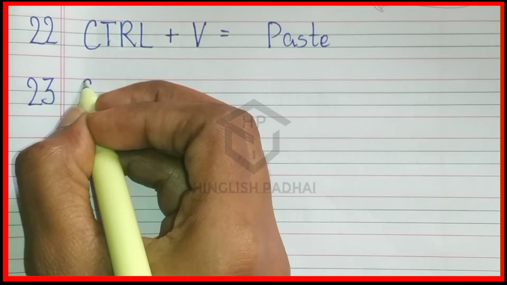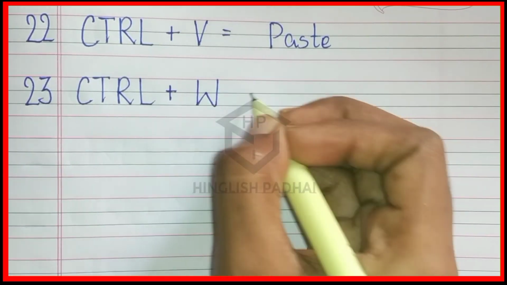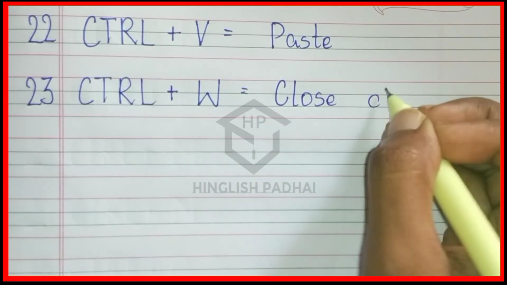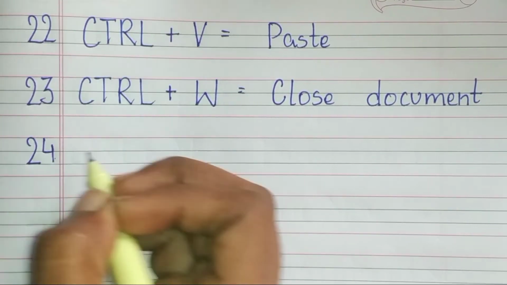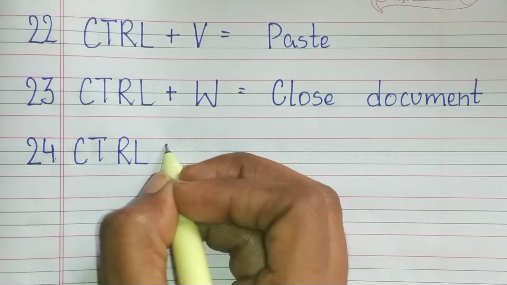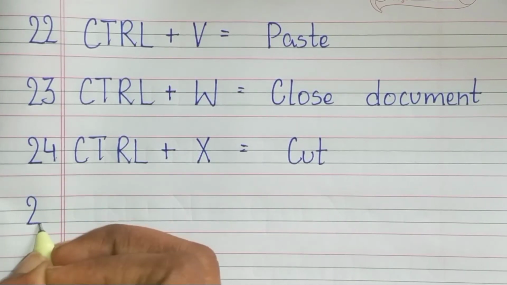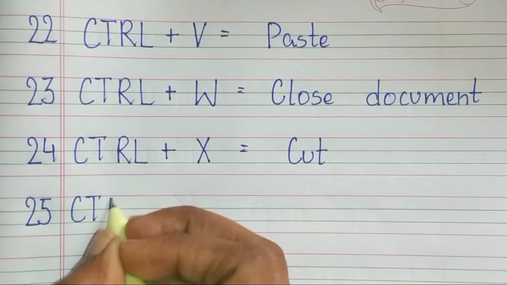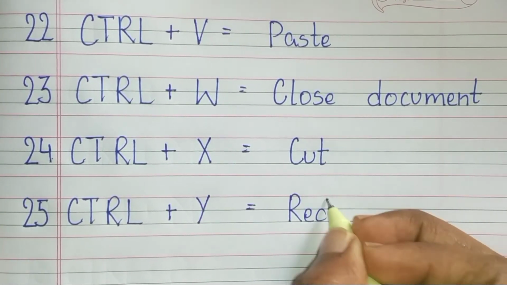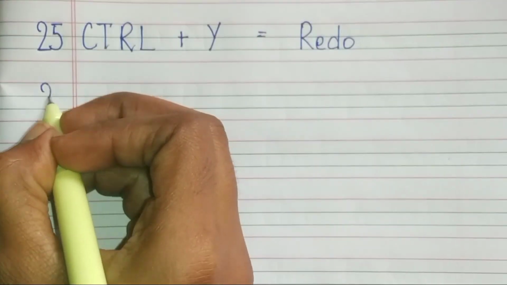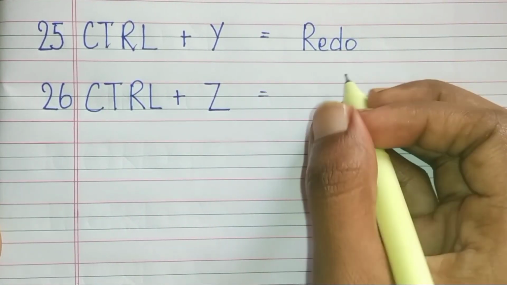23, Ctrl plus W is equals to close document. 24, Ctrl plus X is equals to cut. 25, Ctrl plus Y is equals to redo. 26, Ctrl plus Z is equals to undo.